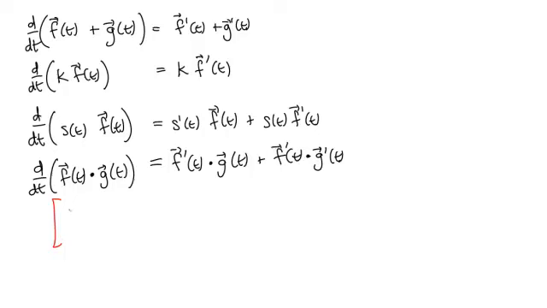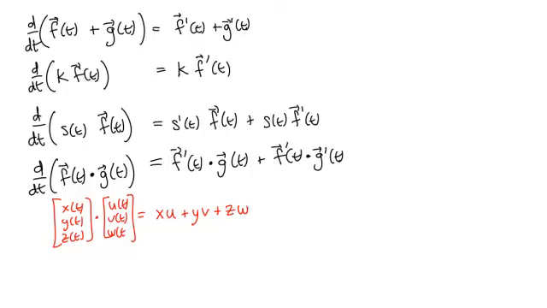Let's say that the function f is x of t, y of t, z of t. And let's say that the function g is u of t, v of t, w of t. So their dot product would be x times u, and I'm just going to leave off the t's right now, plus y times v, plus z times w. So what if I want to differentiate this? Well, if I want to differentiate this, I'm going to have to differentiate each piece separately.